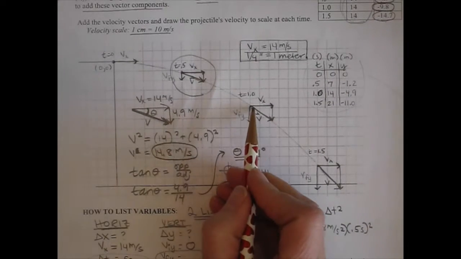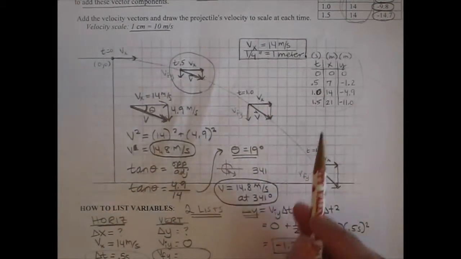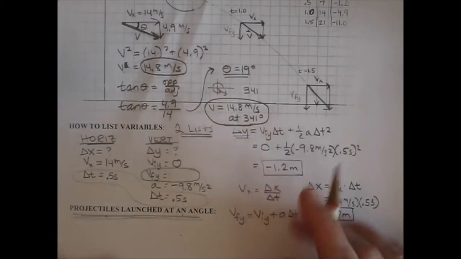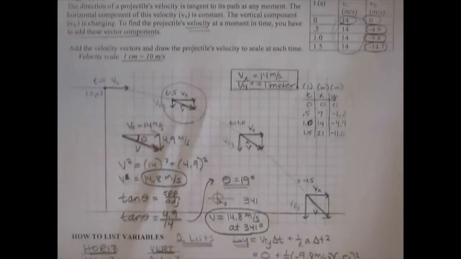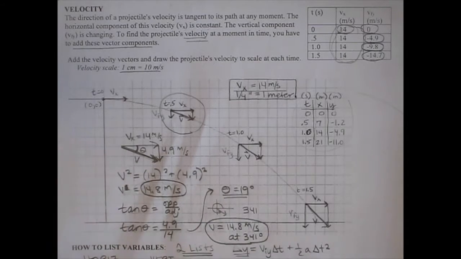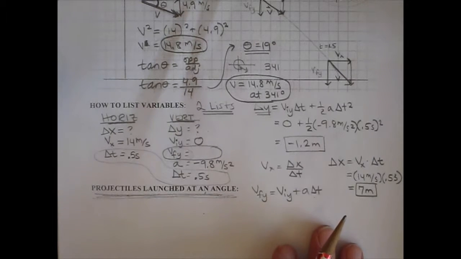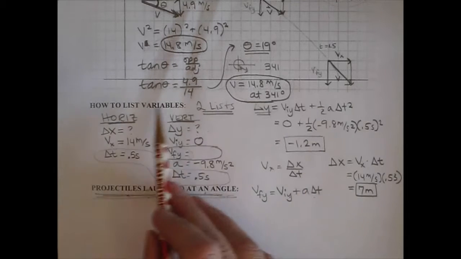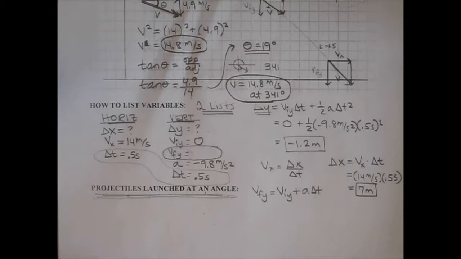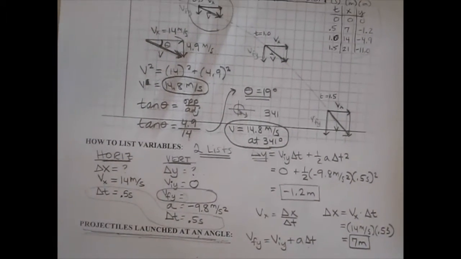If you wanted to find the velocity at another time, you already know Vx. You would have to find Vfy using the equation down here, and then add them together as vectors. Okay, projectiles launched at an angle, you will learn that in a video in the homework. Right now what I'd like to do is just work one more example with you of how to solve problems involving horizontally launched projectiles, and then that will be it for the lesson.